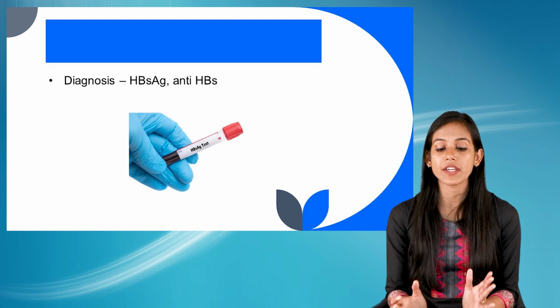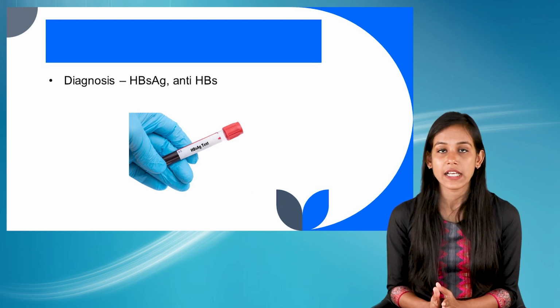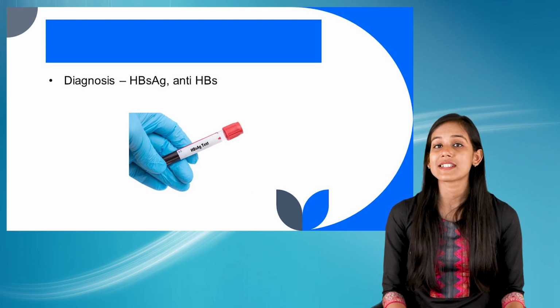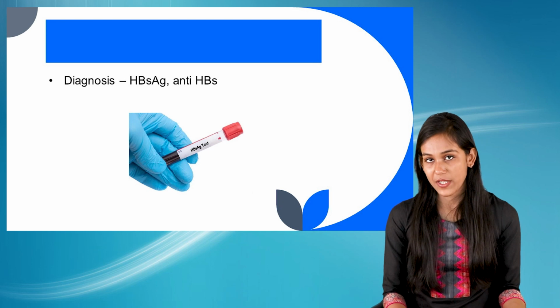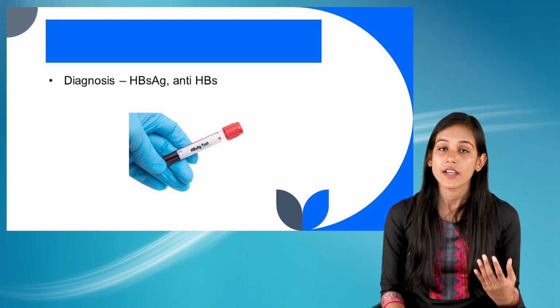If there is HBs antigen, that means there is active infection in the body. And if there is HBs antibody, that means the person is immune or the person has recovered. Now talking about the treatment, we don't have any specific treatment for hepatitis B virus, so we would give supportive treatment, and for chronic cases we would give antiviral medications.